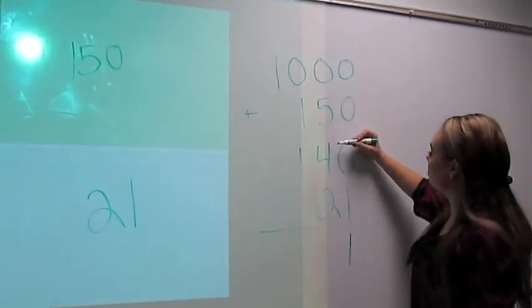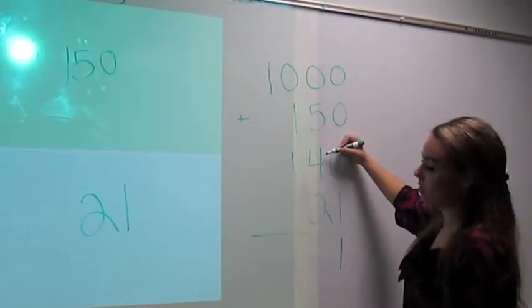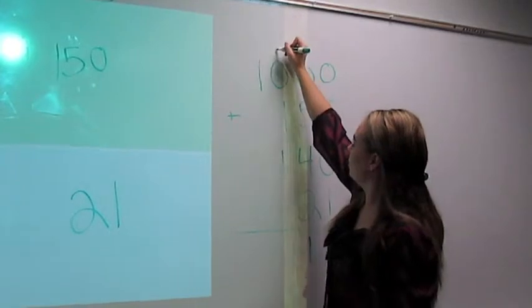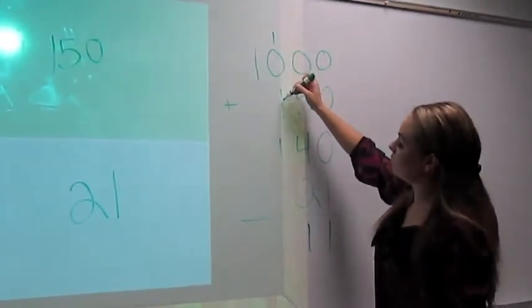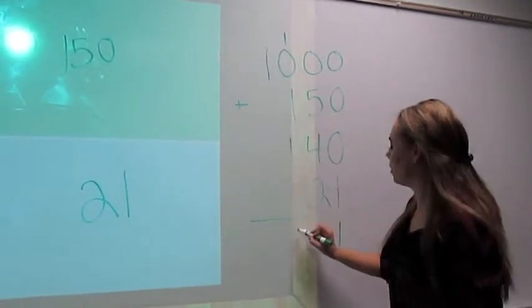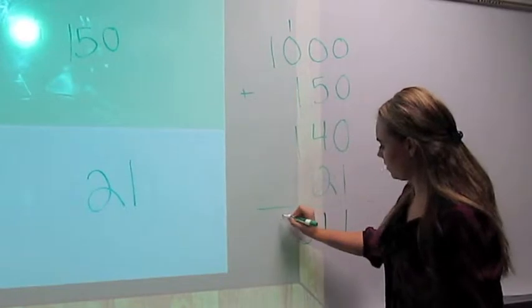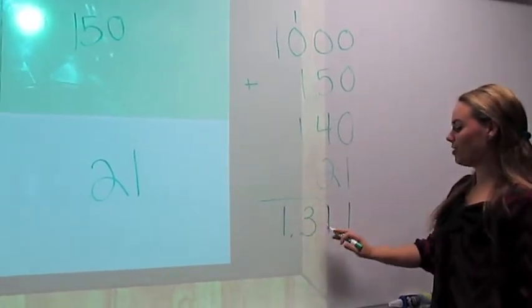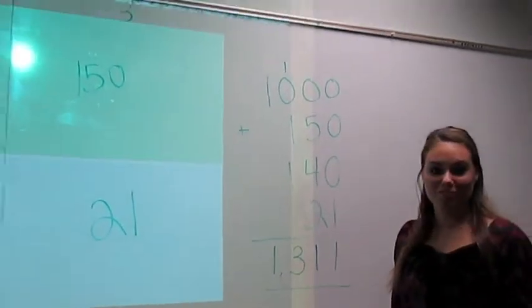0 plus 5 plus 4 plus 2 gives us 5 plus 4 equals 9 plus 2 gives us 11. Carry the 1. 1 plus 0 plus 1 gives us 2, plus 1 gives us 3, and 1 plus nothing gives us 1. 1,311 is our answer for 23 times 57.